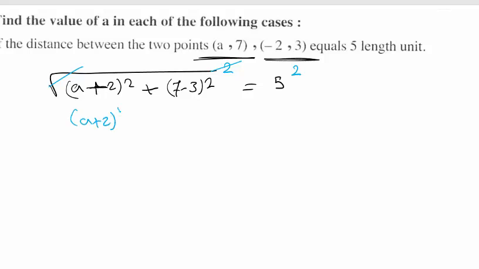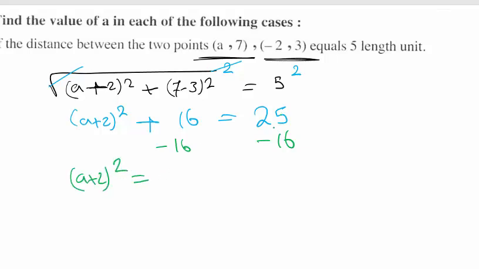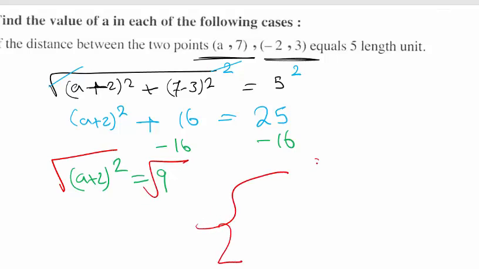So I have (A plus 2) all to the power 2, plus (7 minus 3, which is 4) raised to the power of 2, which is 16, equals 25. The next step is to subtract the 16 from both sides. So (A plus 2) to the power of 2 equals 25 minus 16, which is equal to 9. How to remove the power of 2? I will apply square root to both sides, but please take care and don't forget that A plus 2 once will equal 3 and the other time will equal negative 3, because when I apply the square root, once it will be positive and the other time it will be negative.